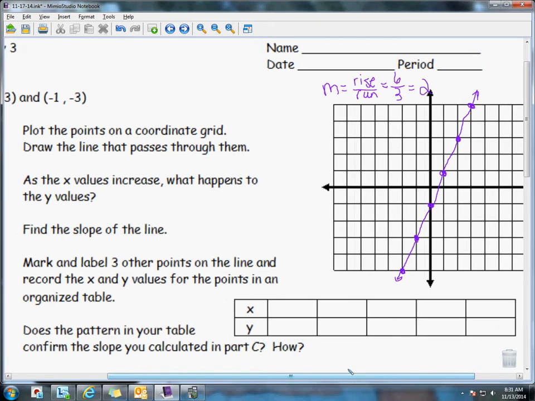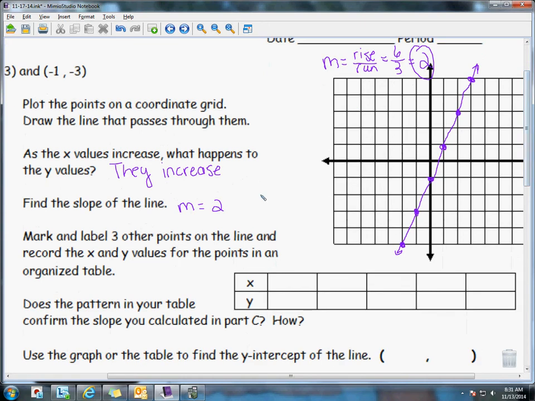And now we're going to answer our questions. So plot the points and draw the line that passes through them. We already did that. As the x value increases, what happens to the y value? So as my x gets bigger, my y values also increase. So we're going to put the increase. Find the slope of the line. Well, we already did that with our rise over run, and we got 2. So we're going to put m is equal to 2.